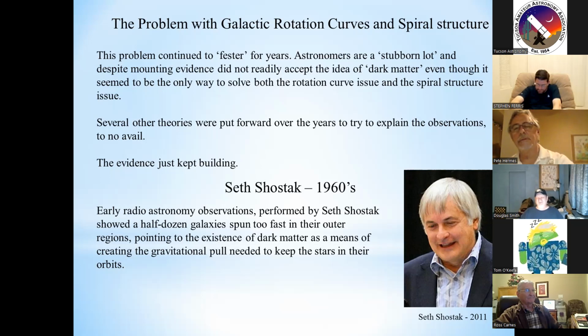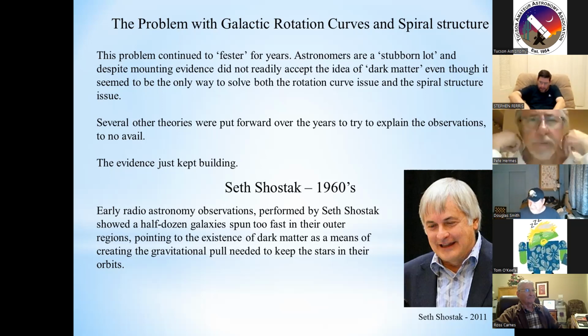The evidence just kept coming in now. You had Seth Shostak in the 1960s. He was doing radio astronomy work. And he looked at half a dozen different galaxies and found the same thing. Their outer edges are spinning way too fast. This evidence just kept piling up. More and more observations just kept coming in. You'd get more sensitive telescopes, more sensitive radio telescopes, more sensitive spectroscopes and everything else. And it just added to the pile of evidence.